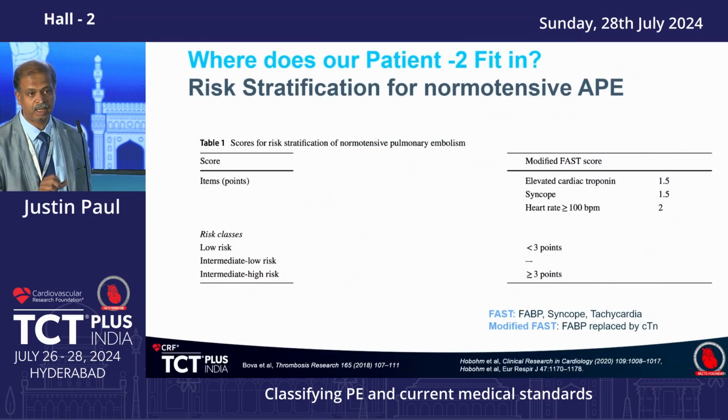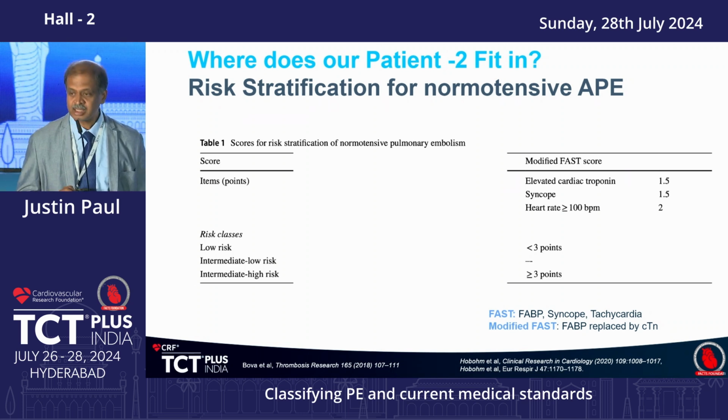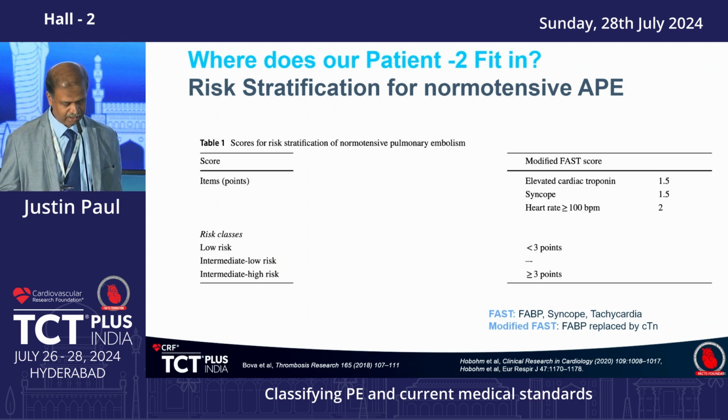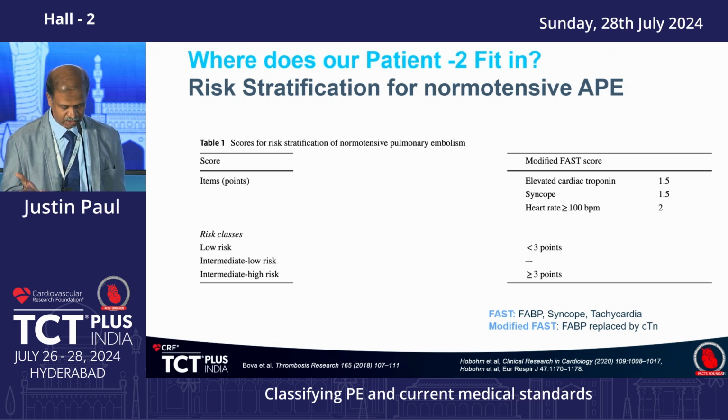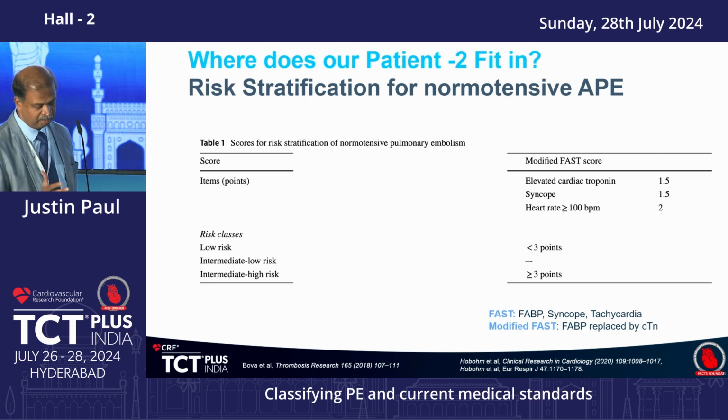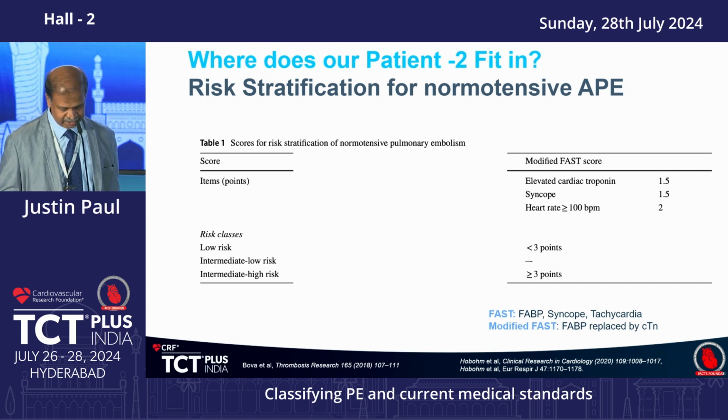We have a couple of scores for classifying normotensive pulmonary embolism. It started with the FAST score by the Hubham group, where they suggested fatty acid binding proteins, syncope and tachycardia, the FAST score. But then FABP was not freely available. The same authors subsequently said that if you replace FABP by cardiac troponins, the score is still valid. They made the modified FAST score. For our patient, as you can see, she had elevated troponins, she had a heart rate of more than 100, she has more than 3 points, she has an intermediate high risk group.